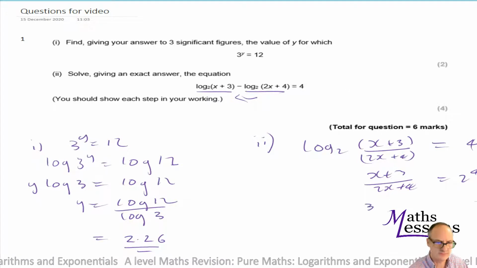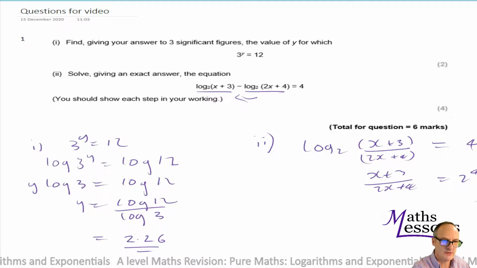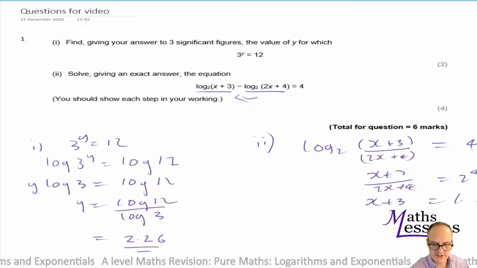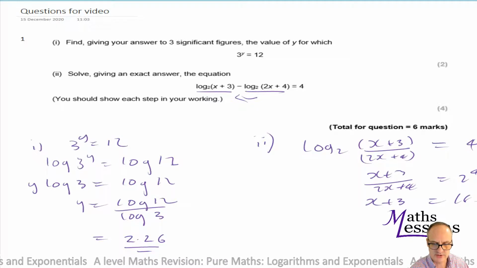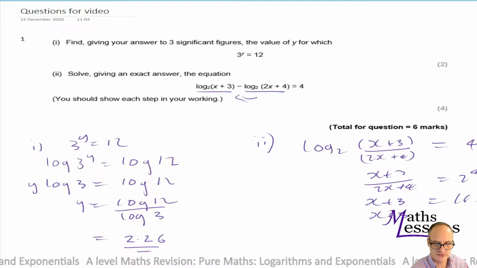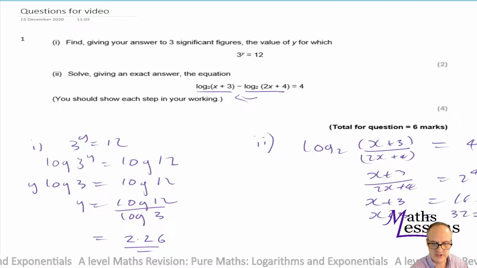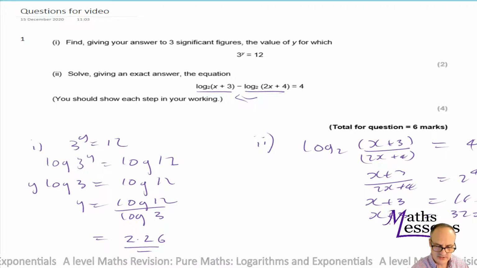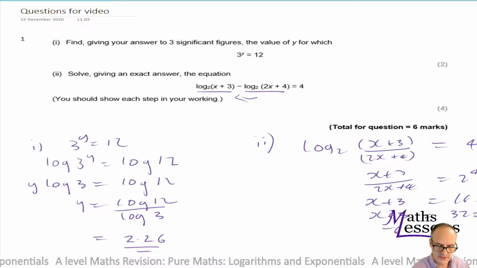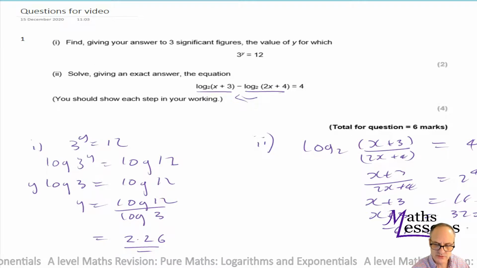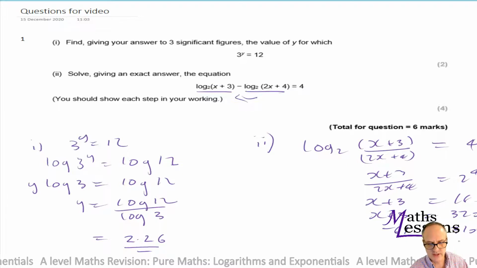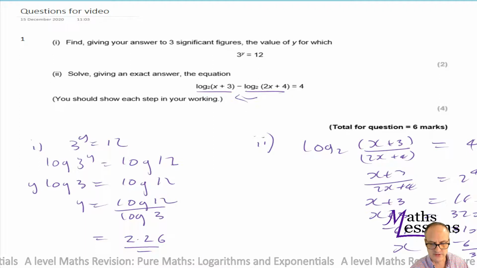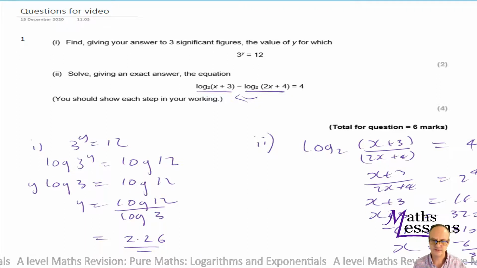So we get x plus 3 equals 16 times (2x plus 4). Therefore x plus 3 will equal 32x plus 64. Then we can subtract the 64 and we get minus 61 is equal to 31x. Therefore, dividing that out, we get minus 61 over 31 for our answer.